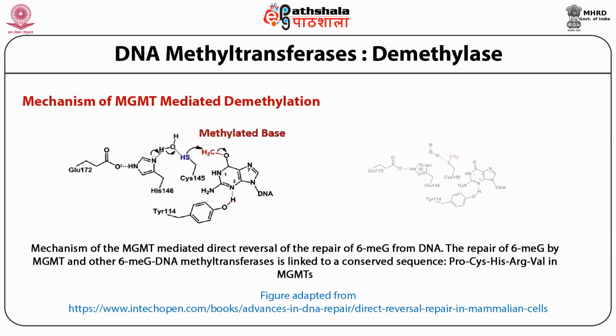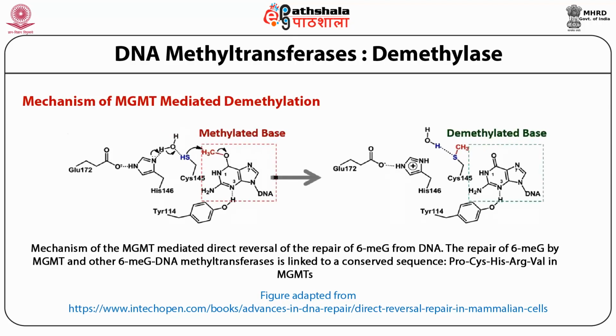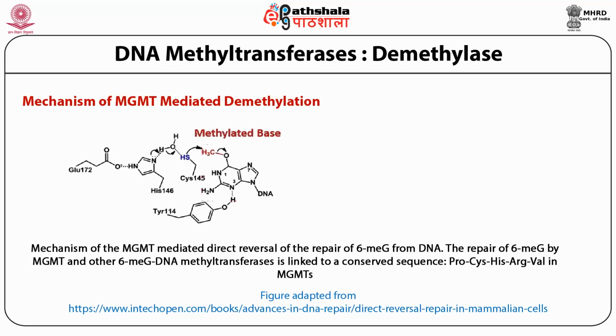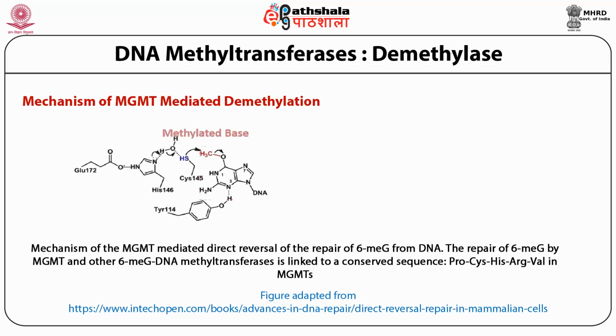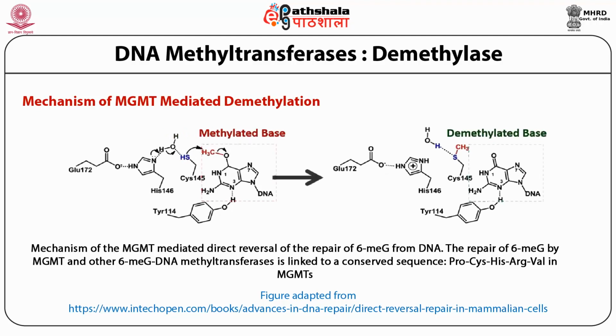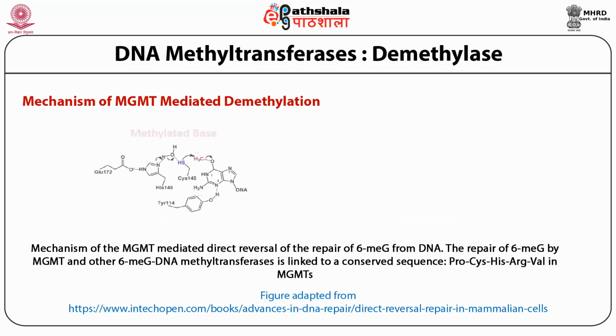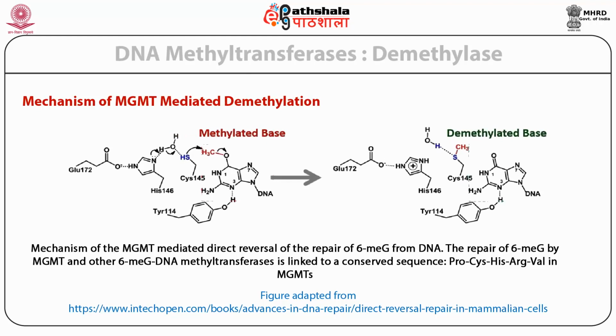This is a cartoon that depicts how MGMT mediates demethylation of the bases. Here, the methylated base is shown in red, and the removal of the methyl group, shown in red, that is CH3, is mediated by MGMT by taking that methyl group to its cysteine residue.